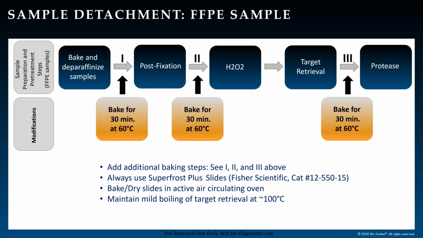For an FFPE sample, if you are observing detachment prior to the post-fixation, then add a baking step before or after the post-fixation. If you are observing tissue coming off from the slides after the hydrogen peroxide or target retrieval, add an additional baking step before the protease step. All baking steps are for 30 minutes at 60 degrees in a circulating dry oven. In addition, ensure that you maintain a mild boiling of the target retrieval reagent to avoid bubbles getting trapped between the tissue and the slide.